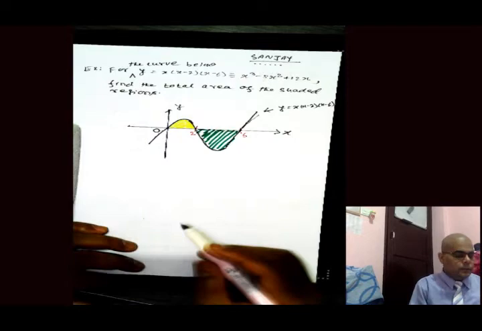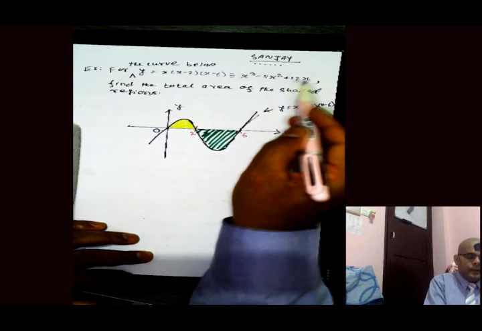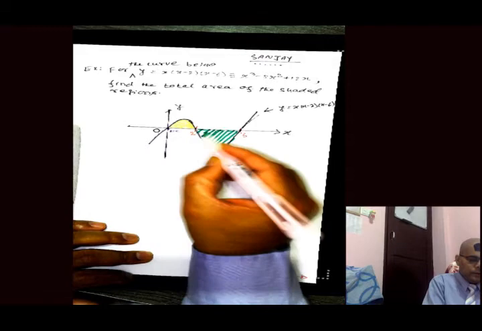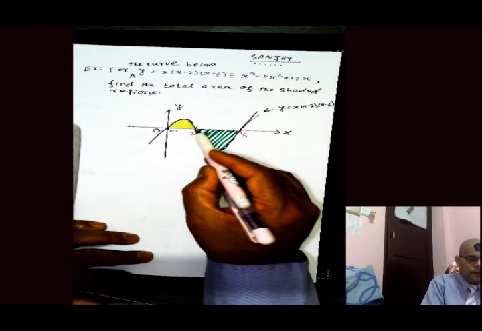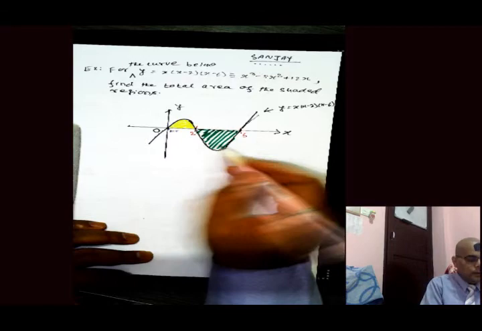So here you can see that this example states that for the curve below, the equation is y equals x, x minus 2, x minus 6, and when you expand it, it is x cube minus 8x square plus 12x. So find the total area of the shaded region. That means you have to find the area of this curve under the value of x, you can see it is x equals 0, and here x equals 2, and then at another time you have to find the area under the curve between x equals 2 and x equals 6, and finally you have to add these areas in order to get the total area of this shaded region. So let's do the integration first of all.